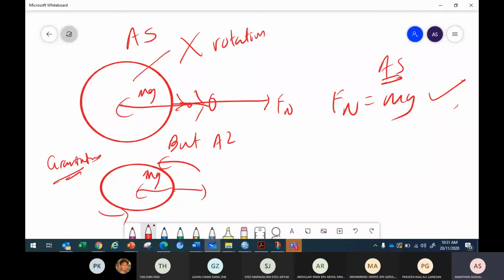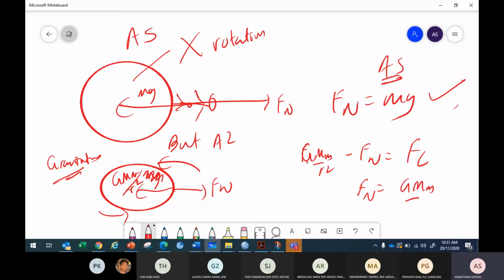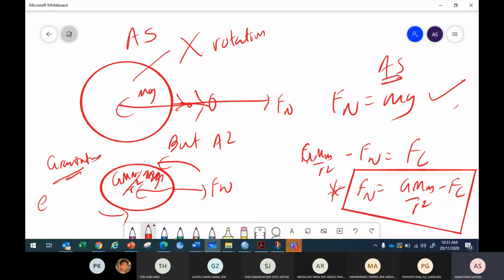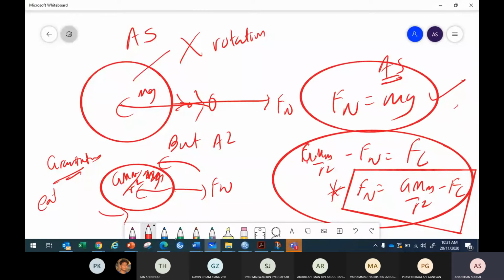I don't put mg, I put GMm over r squared, because it's rotating. So we found that GMm over r squared minus Fn is found to be Fc. So the normal force is found to be GMm over r squared minus Fc. This is your new idea. This is considering rotation. This is not considering the rotation.